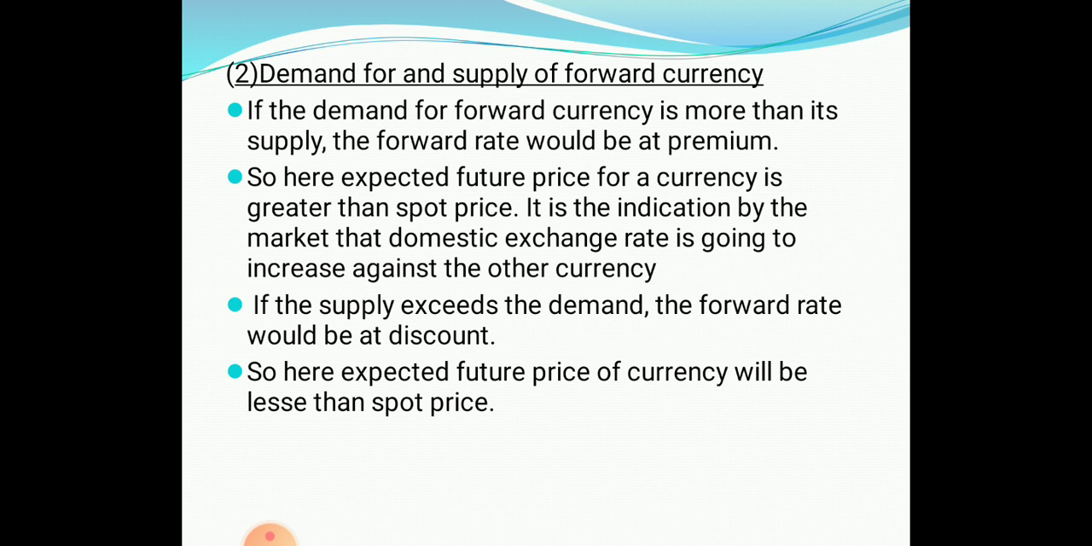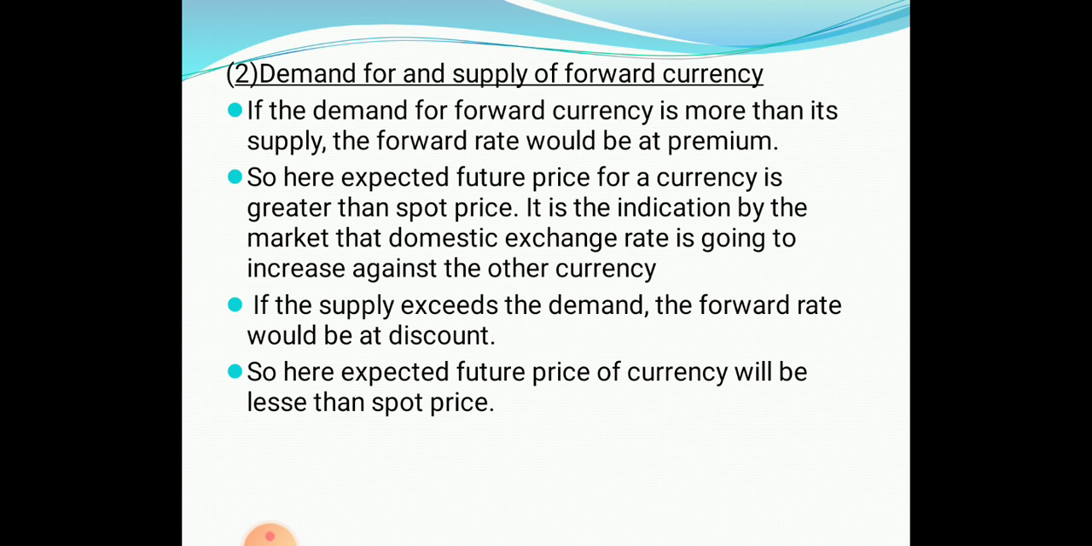The next thing that affects the forward margin is the demand for and supply of forward currency. If the demand for the forward currency is more than its supply, the forward rate would be at premium. So here the expected future price of a currency is greater than the spot price. It is a clear indication by the market that the domestic exchange rate is going to increase against the other currency. If the supply exceeds the demand, the forward rate would be at a discount.